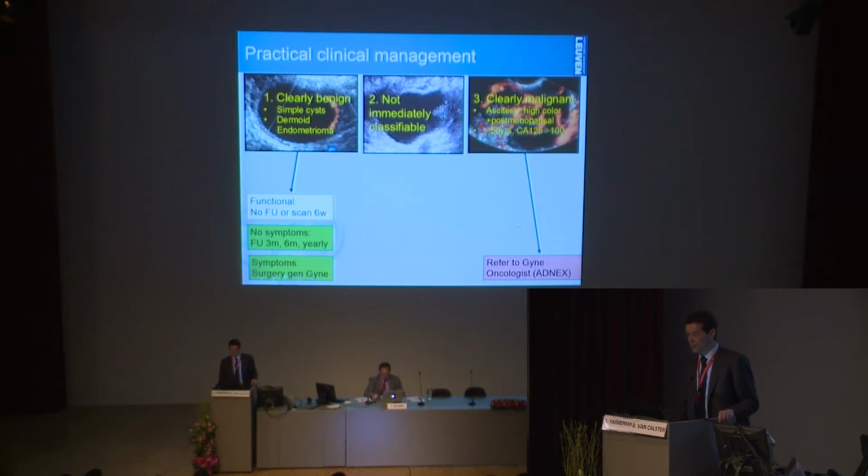And then in the group which is not immediately classifiable, you can either go for the expert, you can apply the simple rules, so that's the second step in the three-step strategy, or you can apply the ADNEX model, or you can refer the patient for MRI, but this has still to be proven. And if the simple rules conclude that it's probably a benign tumor, you can do the follow-up. If they conclude it's a malignant tumor, you refer the patient to a gynecologist.